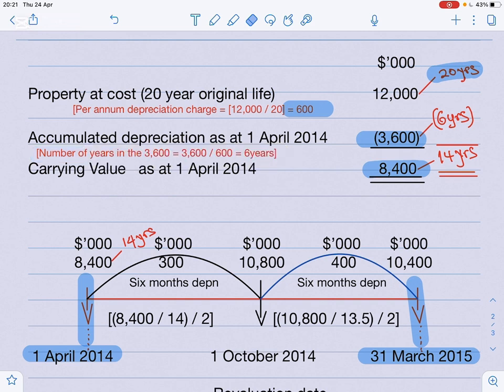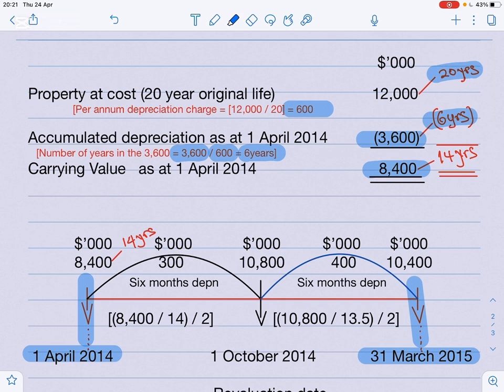So it's going to be you picking the 3.6 and you divide by the per annum depreciation charge of $600,000, and that will give us 6 years. So the 6 years, please look at it there. So you have it there. So that means in that $3.6 million, there are 6 years of enjoyment in there.